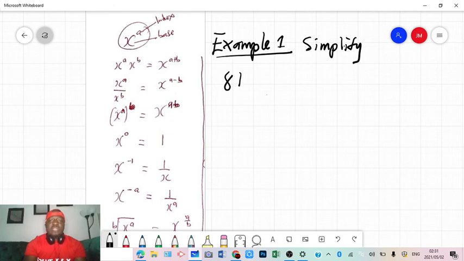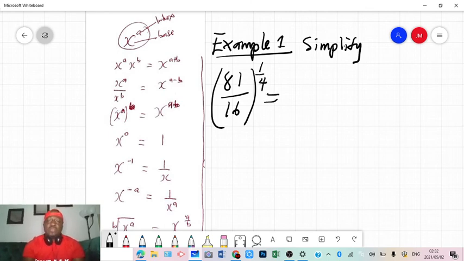We have to simplify 81 over 16 to the power 1 over 4. If you have to simplify such exponents, this is still a grade 9 question that I suppose you must be able to do. The best way to go about this is to change the number 81 to a prime number with any index that will still give you 81. Change 16 to a prime number.